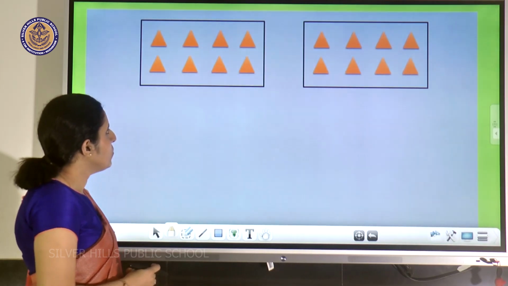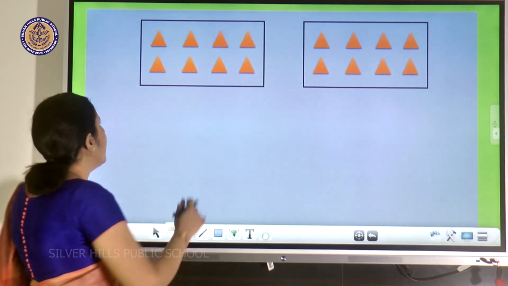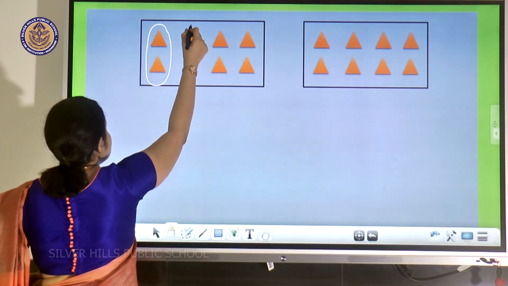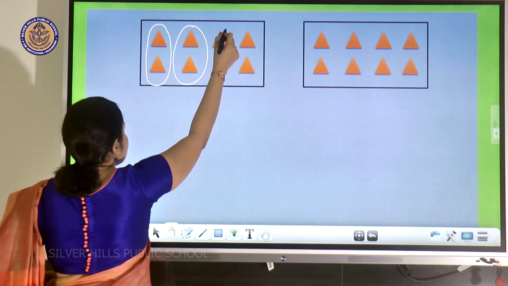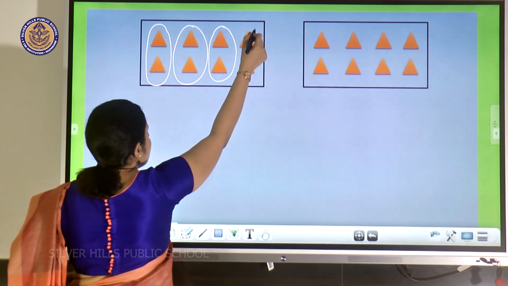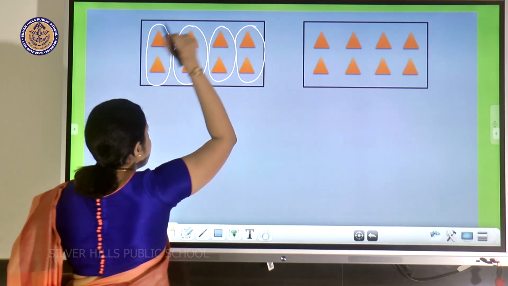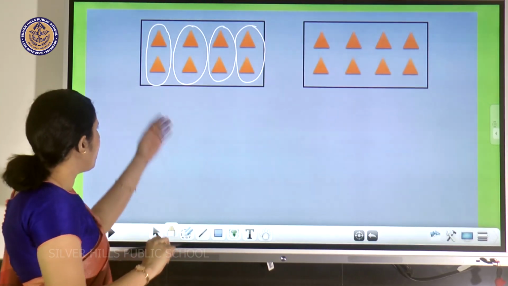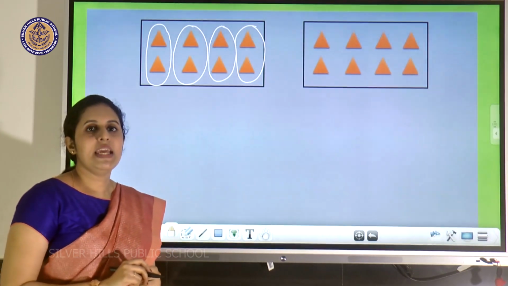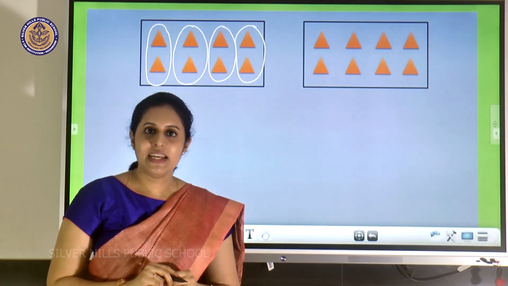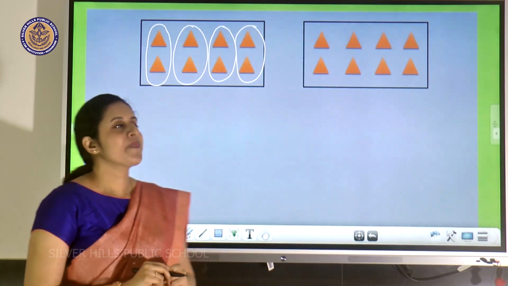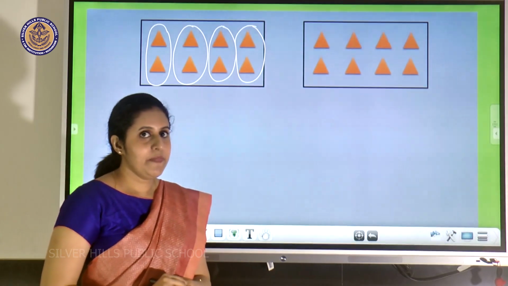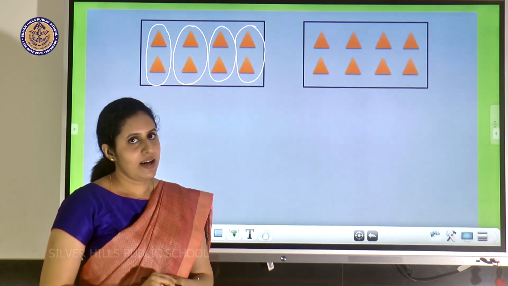So, we are going to group these. Let's see how to group them. Shall we group them like this time? So, another group, another group, another group. So, how many groups? 4 different groups. 4 groups. Now, how many triangles are there inside each group? 1, 2. So, in each group, how many are there? Yes, 2 triangles are there in each group.